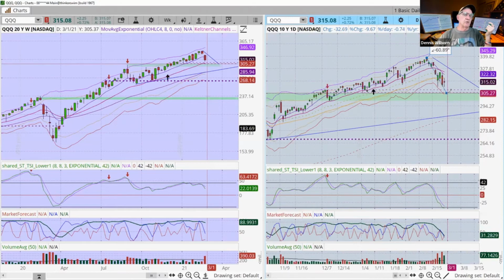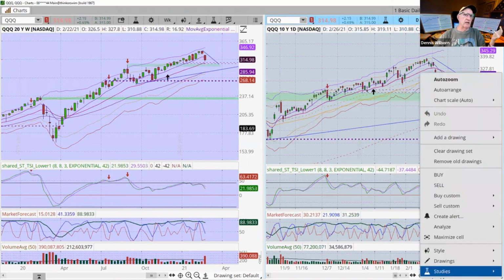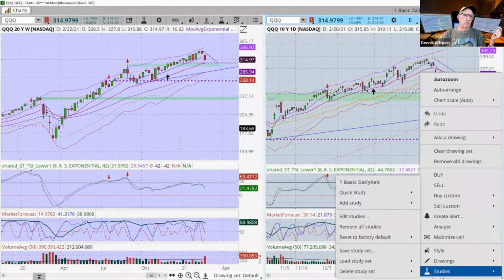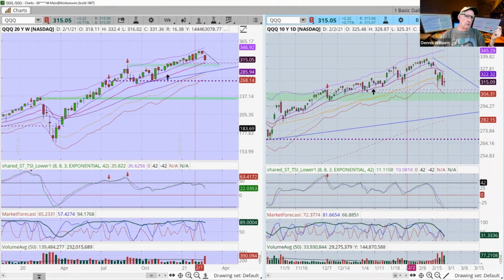So here's the question I would prefer to look at: where would I consider a downside trade? For me, I would consider a downside trade on the Qs if it gets back up into the moving averages, maybe the 8, the 20, the 50-day moving average. And that's where I would consider a downside trade.